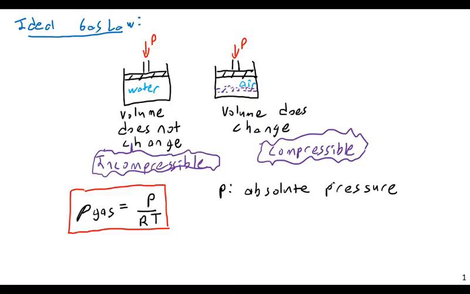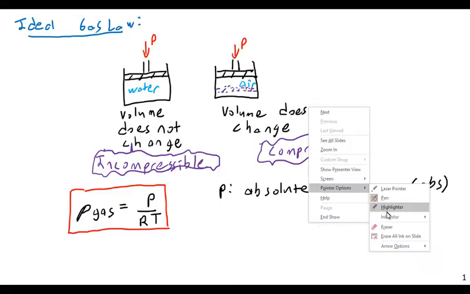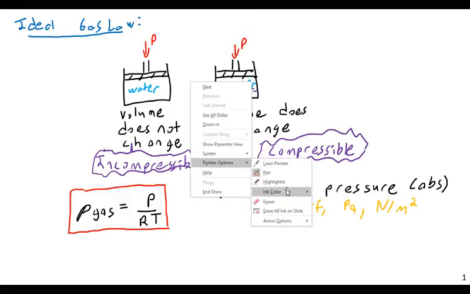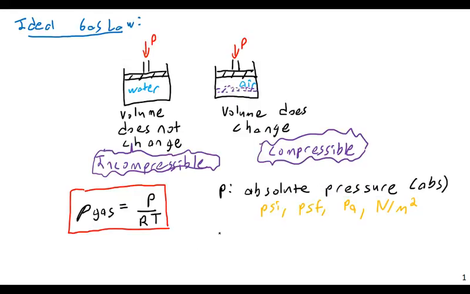Absolute pressure, so we're talking about ABS, absolute pressure. This would be in pounds per square foot or newtons per meter squared. So PSI, PSF, pascals, or newtons per meter squared are all units of pressure, and in this case we're talking about absolute pressure. R is your gas constant, and you'll have different values of the gas constant, which you can find in your textbook, depending on what unit system you're using.